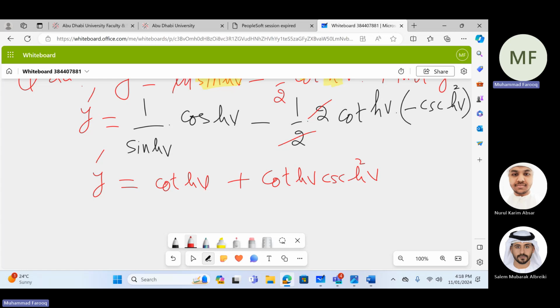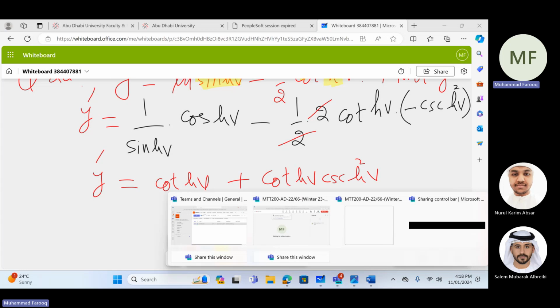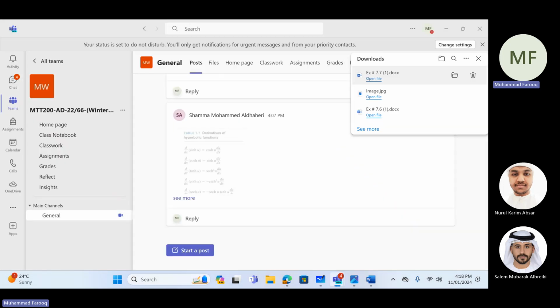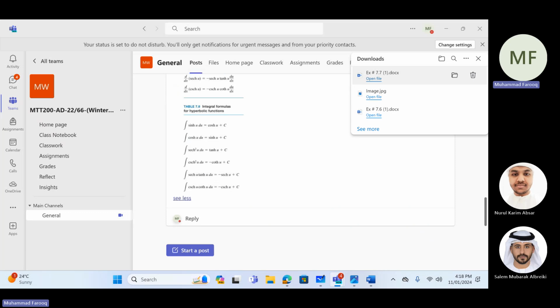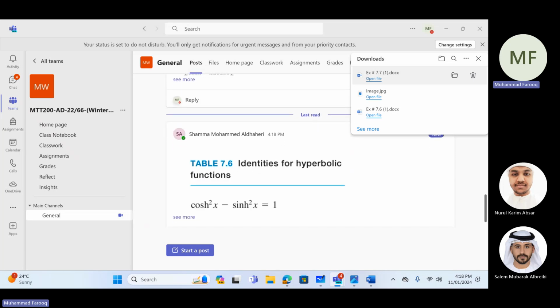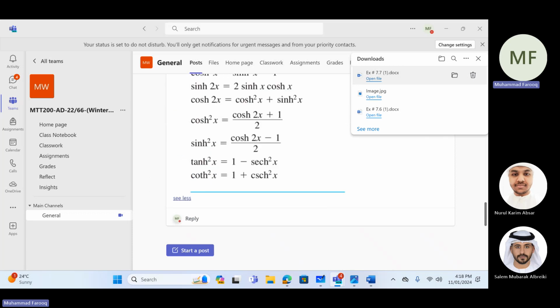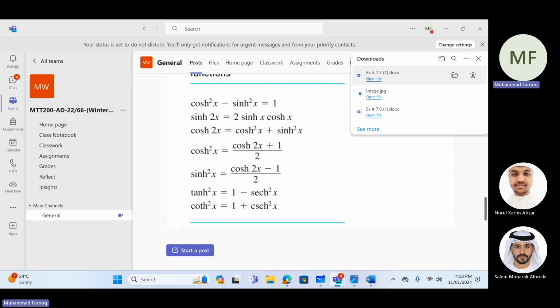Please check the table and share it with us. We have the identity table, the first one. I just show you the identities, but you will not need them. There are two options: either you memorize or I provide. No need for identities, so you don't have to use them in the exam. Look at it, these are the identity table.